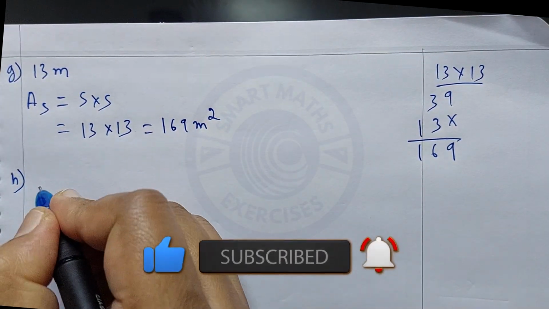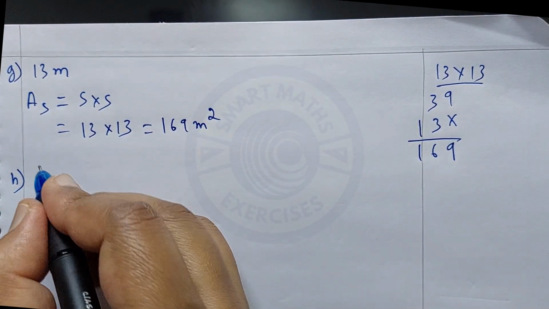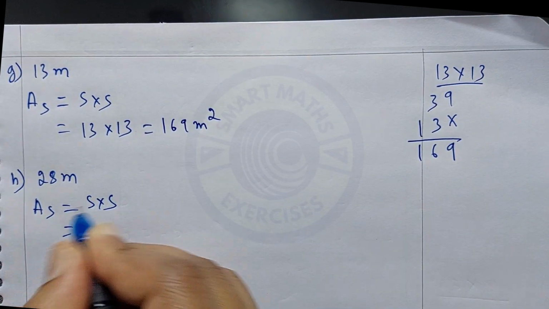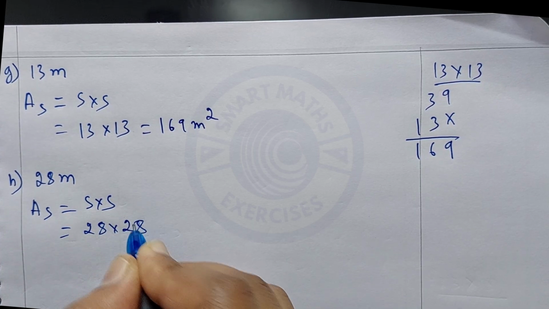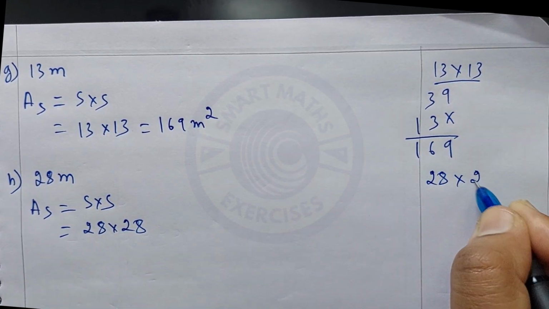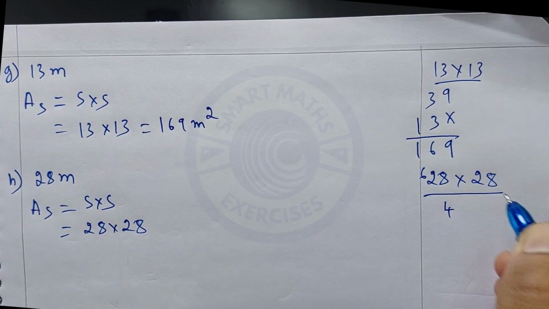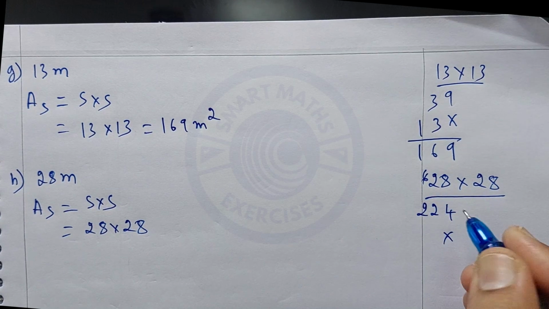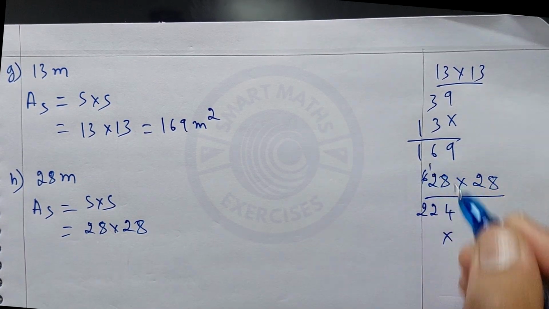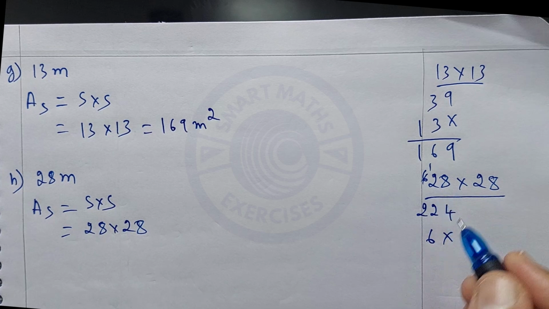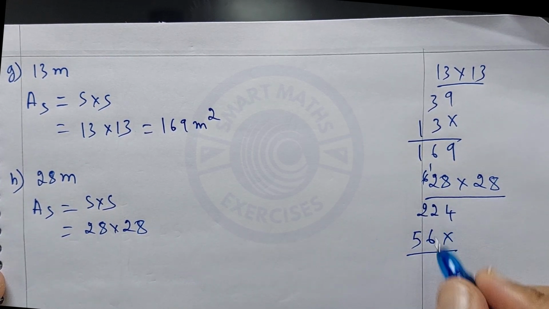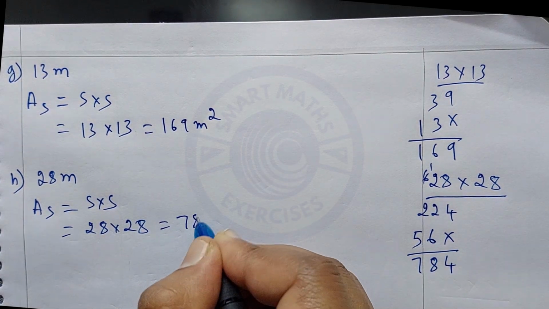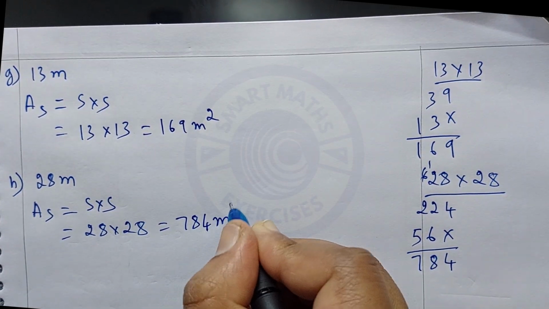Next question H. 28 m. Area of square equals side into side, 28 into 28. Multiply 28 into 28. 8 8s are 64, 8 2s are 16 plus 6, 22. 2 8s are 16, 2 2s are 4 plus 1, 5, 4, 6 plus 2 is 8, 5 plus 2 is 7. So answer is 784 meter square.